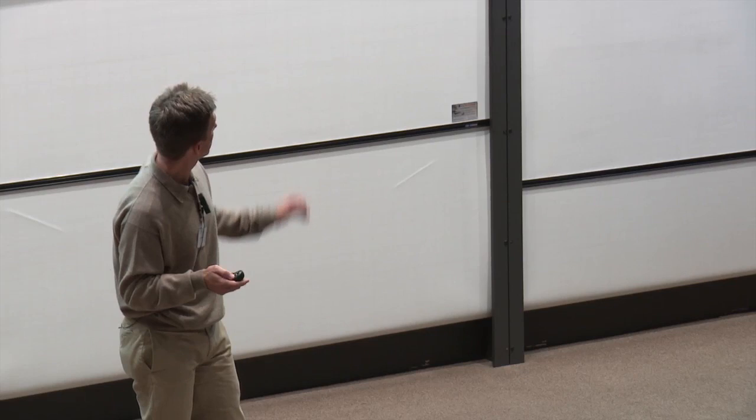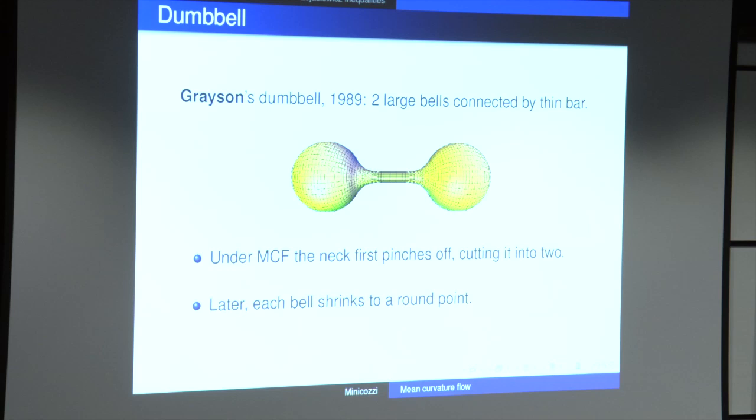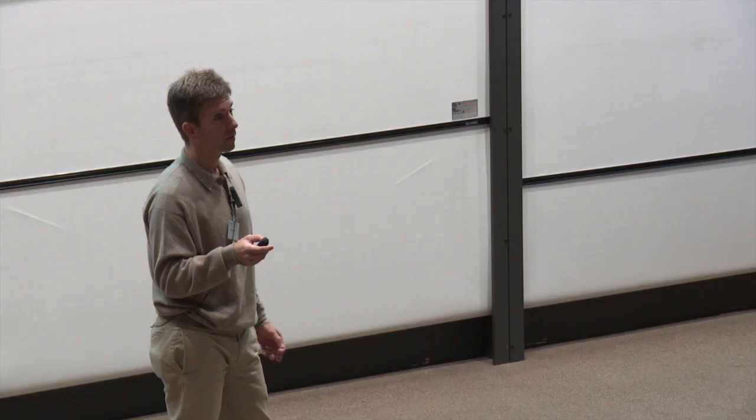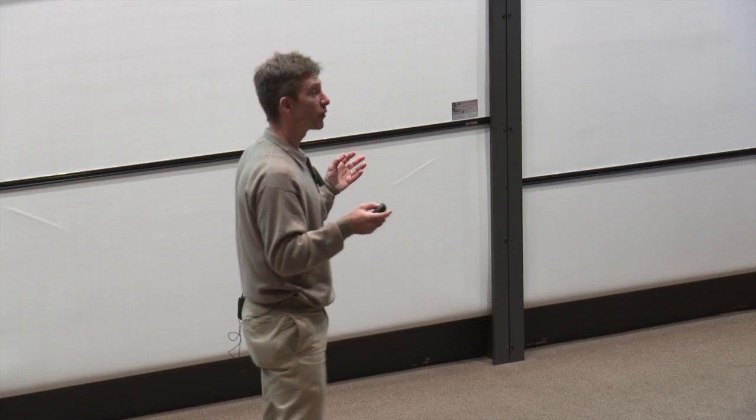So he showed that if you run the mean curvature flow with this surface, then you get a neck pinch singularity along the bar, disconnecting it into two pieces. Now the two bells are still alive, and so they start to shrink, eventually becoming extinct at ground points.